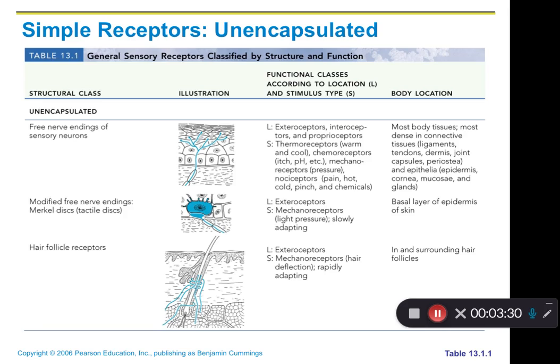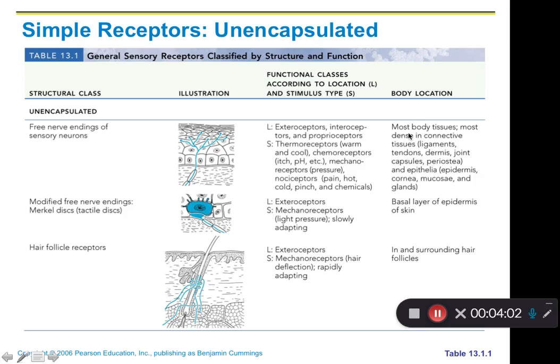They can also detect mechanical stimulus, so they are also termed mechanoreceptors. For example, they can detect pressure, or they can also detect pain, the hurt, the pinch. This is called a nociceptor. Anyway, the free nerve ending receptors can be found anywhere.